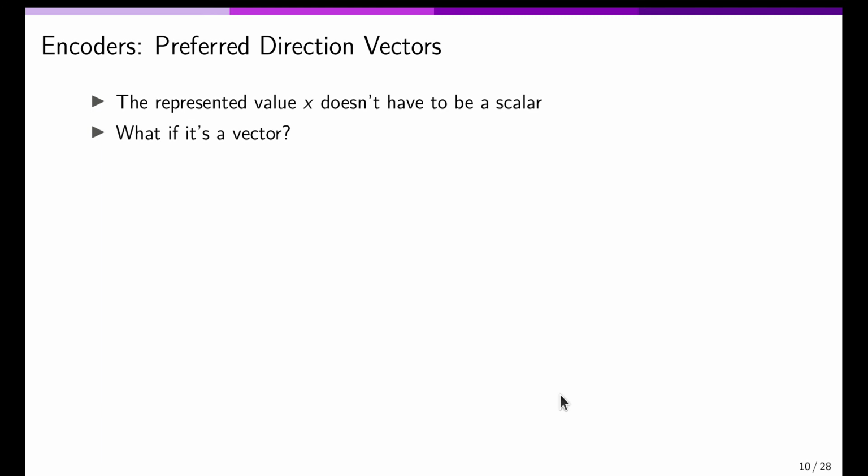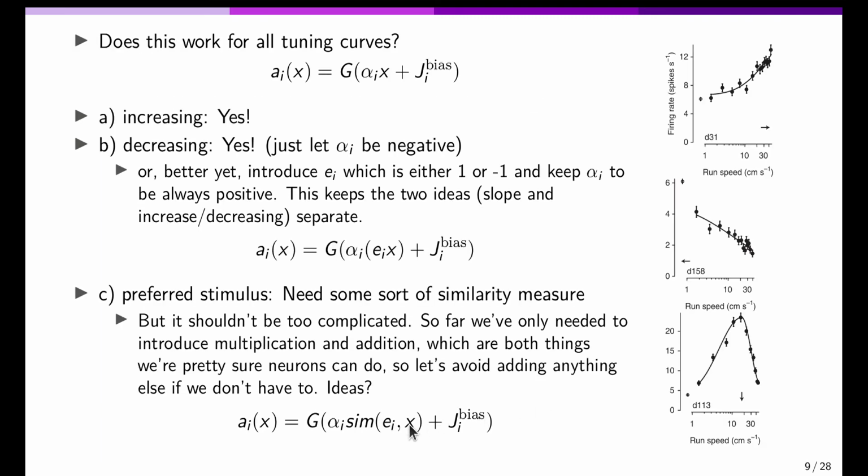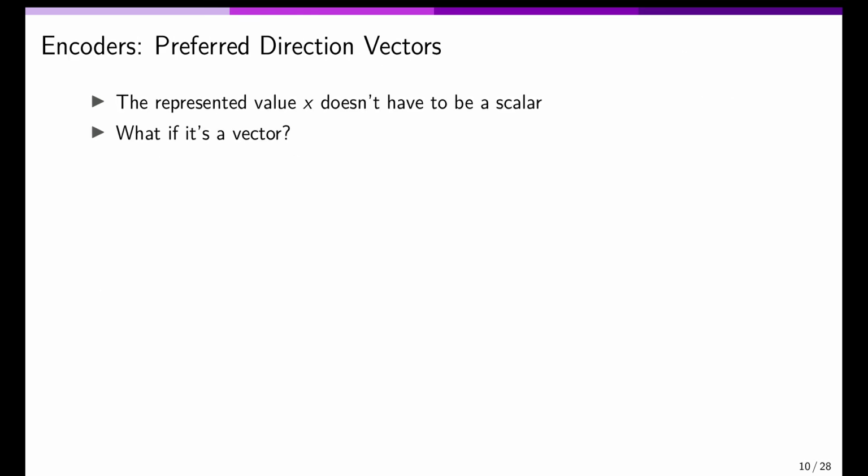Well, this is going to be a little bit weird. But one interesting thing, even though I've been plotting all these plots where x, this thing being represented, is a scalar, and in a lot of the papers the plots are scalars, there's nothing that says a neuron has to only be sensitive to one thing. Indeed, there's tons of data out there showing neurons being sensitive to multiple things. So what if x is a vector?